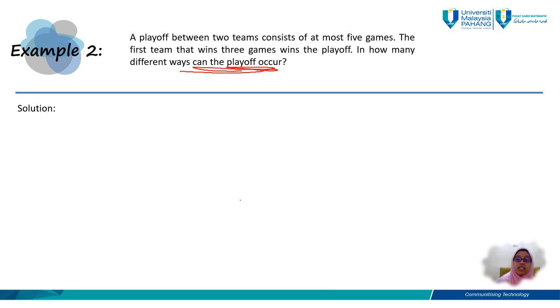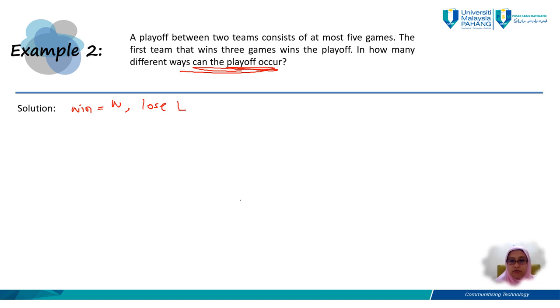So, by using a tree diagram, firstly I will denote win as W, while lose as L. Since there are 5 games, that means we have 5 stages, so the tree diagram will be so big. So I will start with one diagram first and then continue with the other diagram.